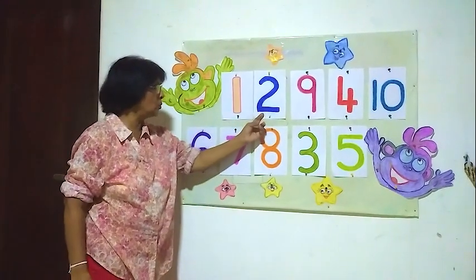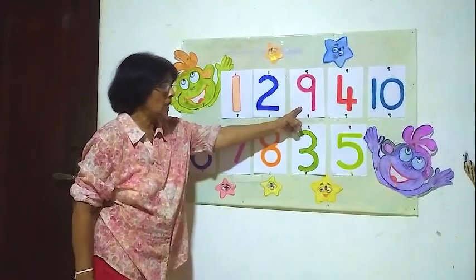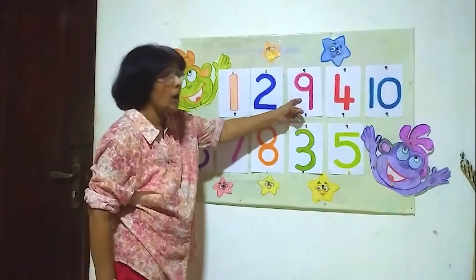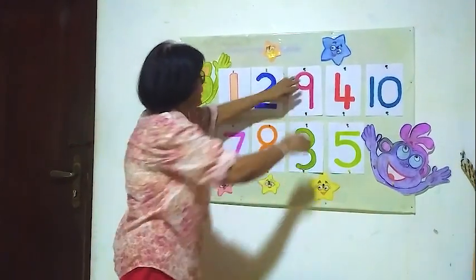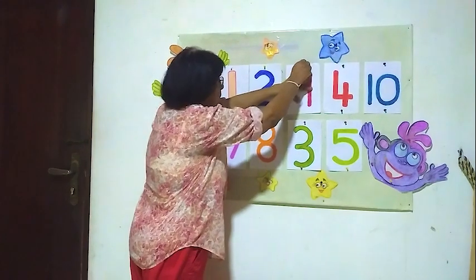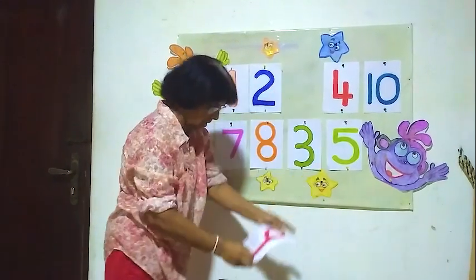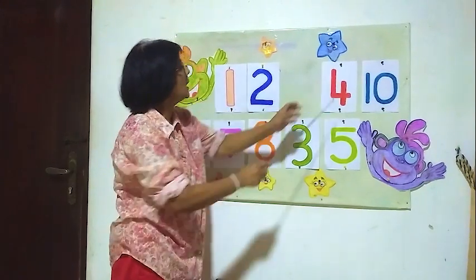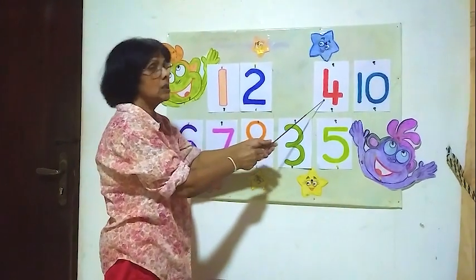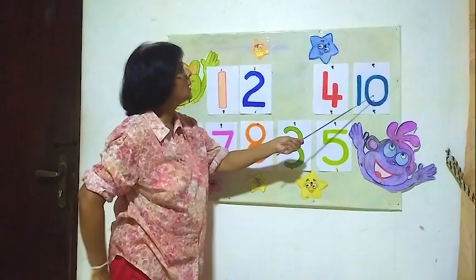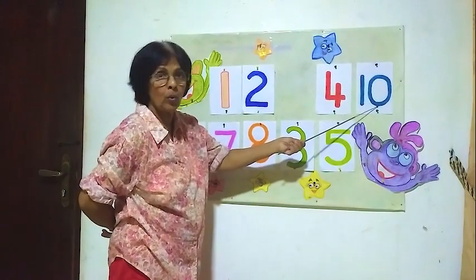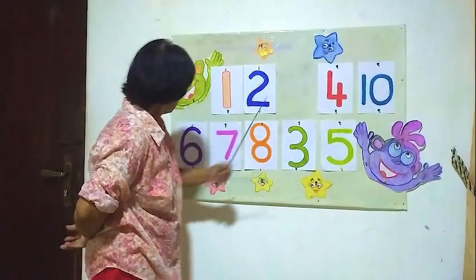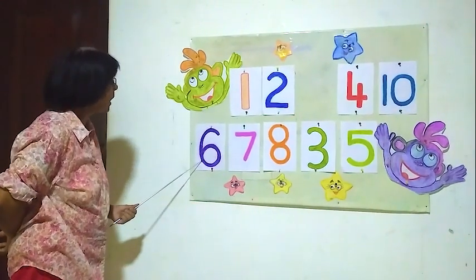1, 2, 3. Then this is number 9. This is wrong. We are taking this out. We must bring number 3 here. Where's number 3? Is this number 3? No. This is 4. Is this number 3? No. This is 10. Is this number 3?